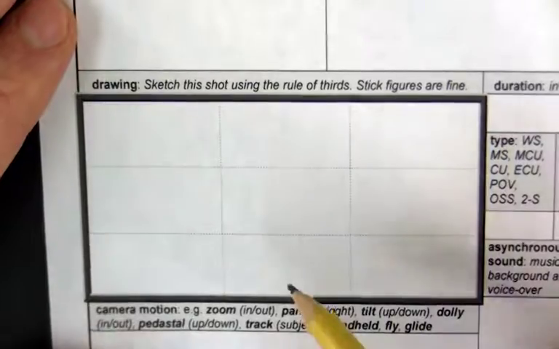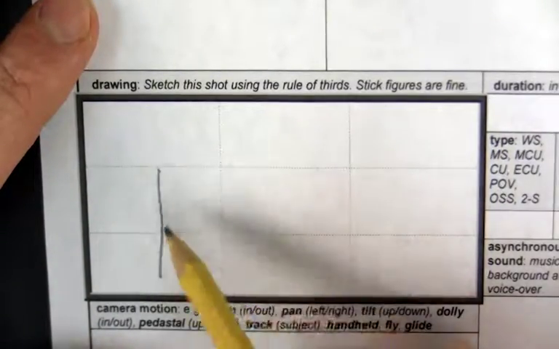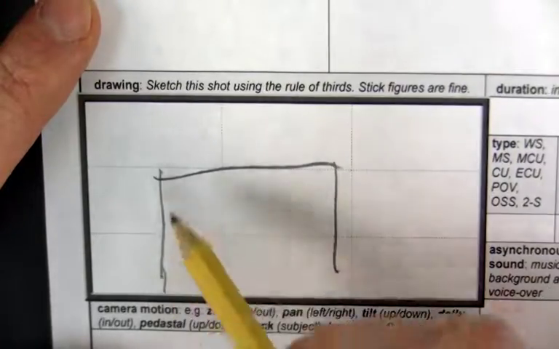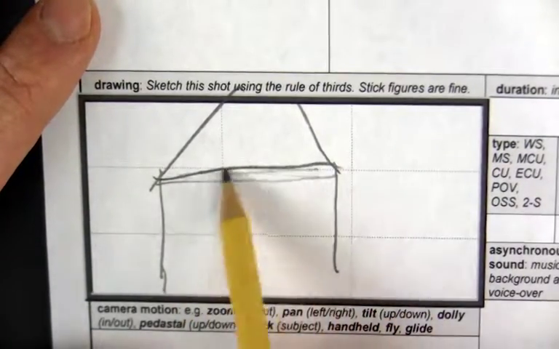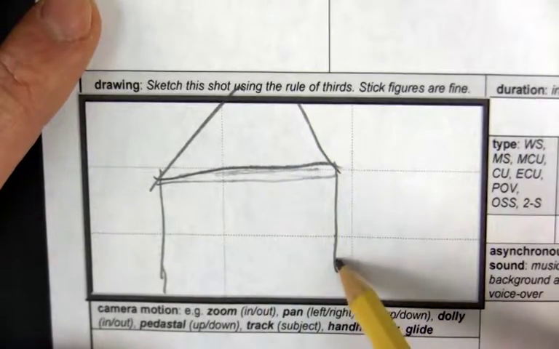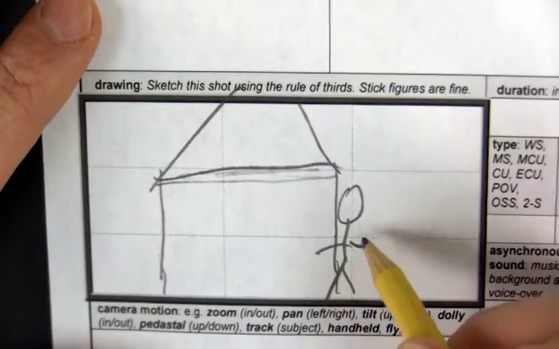So when you are drawing storyboards, just think about what is essential in the scene that you need to give. Is there a house in the background and someone standing in front of it? Well, maybe just draw that. Notice I did draw the top of the house at this third line right here. If I'm going to draw a person, I'm going to put them on that third line right there.